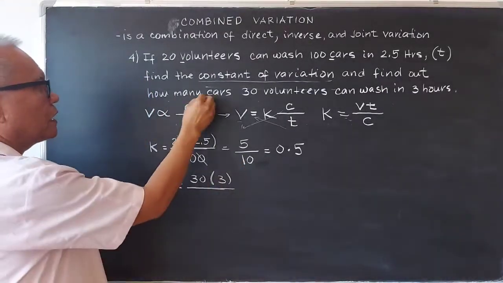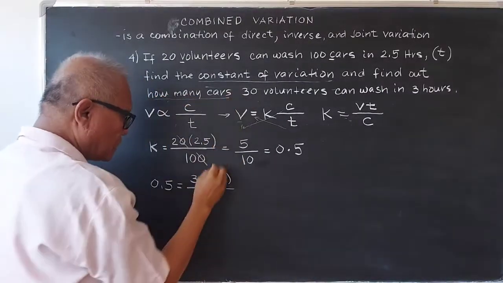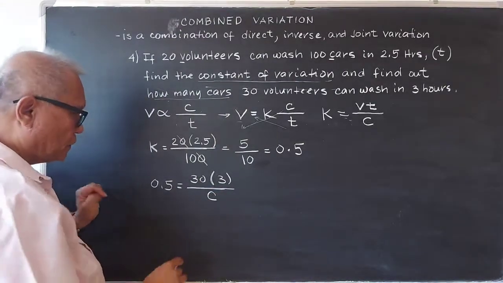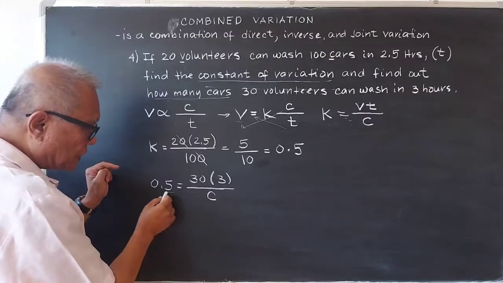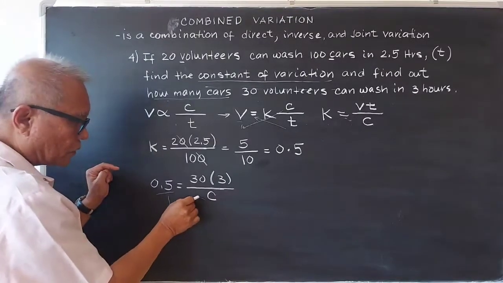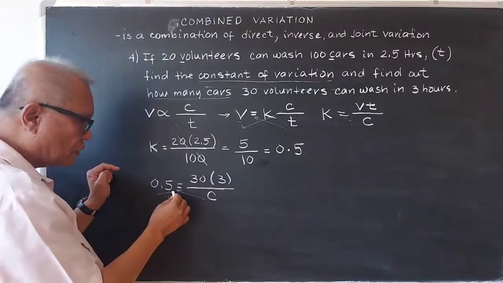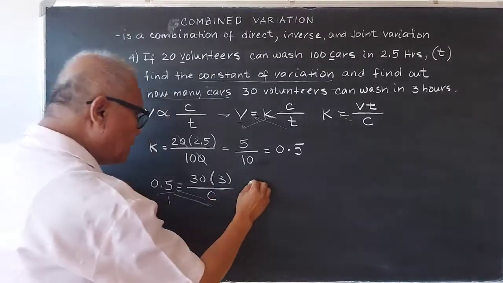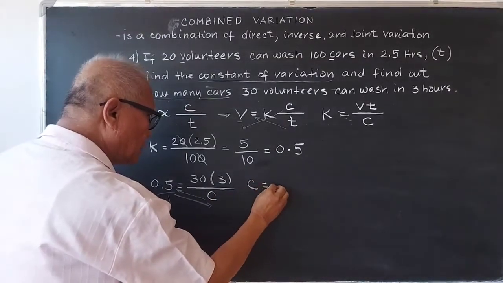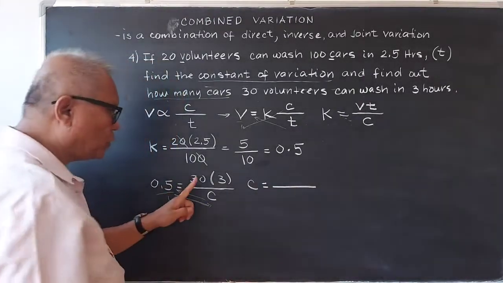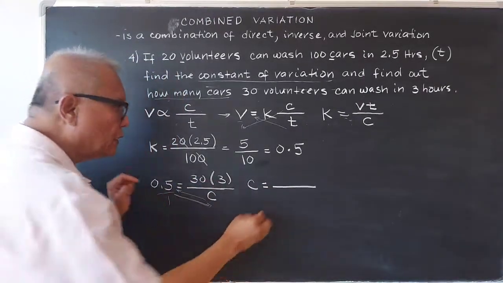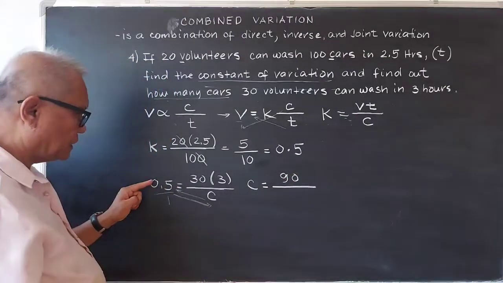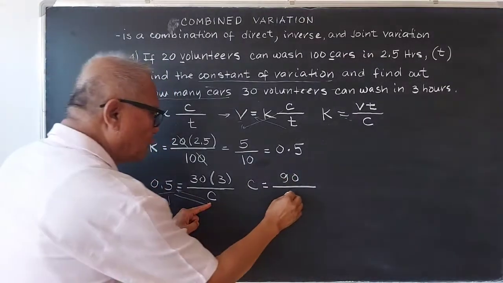And then how many cars? So our C is the one that is unknown. So cross multiply. This is over 1. Multiply C to 0.5. Multiply 0.5 down here. So our C is equal to, can you multiply 30 times 3? Yes. So we have 90 here and then 0.5 will be here.